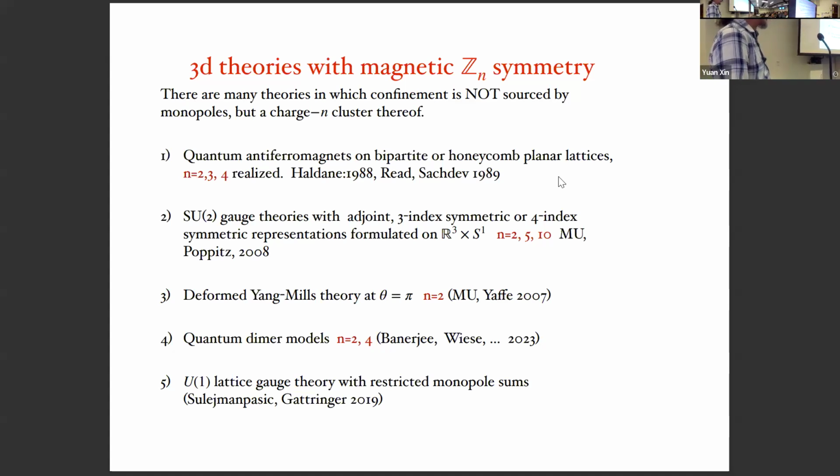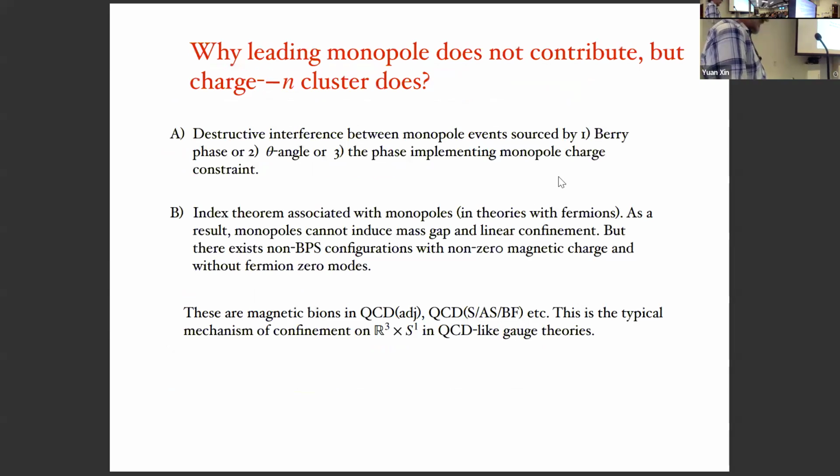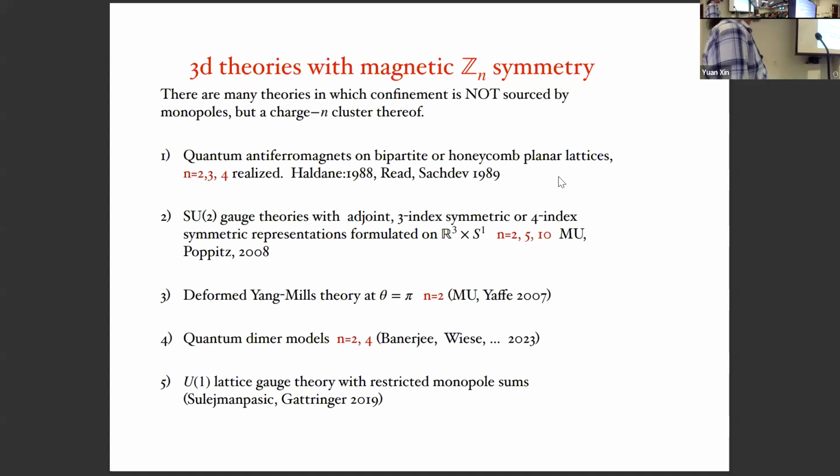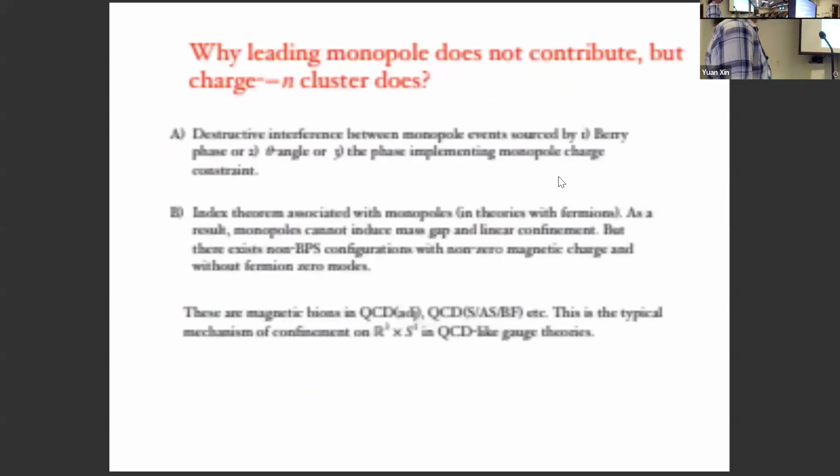And if you are doing lattice U1 lattice gauge theory, and if you restrict monopole sums, you can generate anything you want. So the mechanisms through which these cosine n sigma type monopole cluster potential is generated, the mechanism by which these things happen are different. The first one and the third one are intimately related.